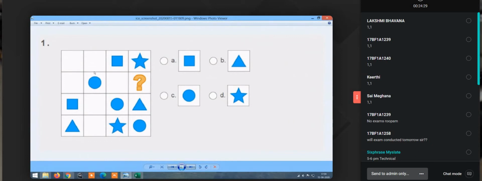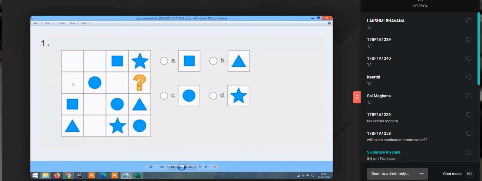Now you can see the second column cannot have one more circle. The third column also cannot have one more circle. The fourth column also cannot have one more circle. So the column which can have one more circle is the first column. But is it first row or second row? If you put it in the second row, it is not possible because the second row already has a circle. Third row already has a circle, fourth row already has a circle, so the first column, third row and fourth row are already occupied.